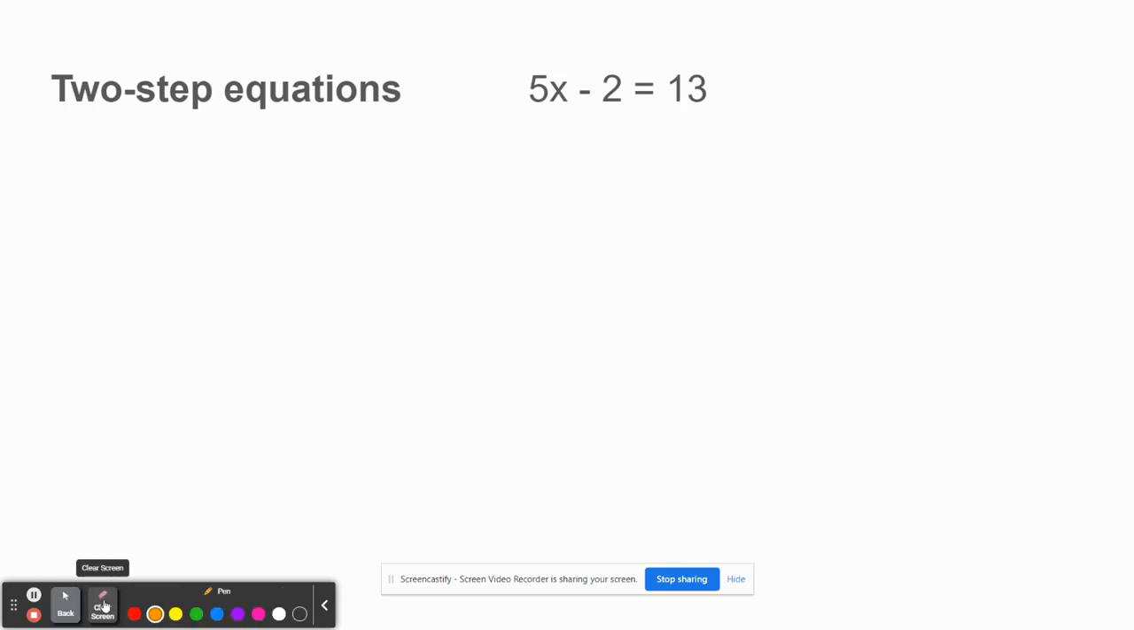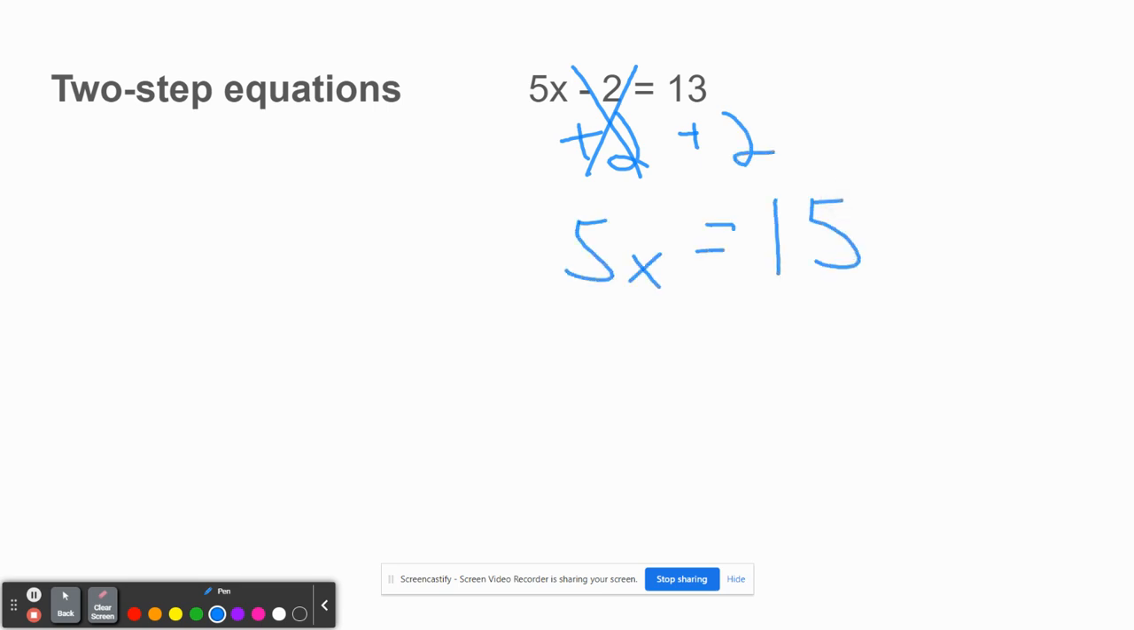A two-step equation is called that because we can't quite do it in just one step. We have a multiplication problem here, 5 times x, but we also have a subtraction problem. We want to make sure to isolate the variable first. We want to move anything that's not 5 times x to the other side of the equal sign. In this situation, that's going to be minus 2. I want to do the opposite action to cancel it out on the left side, add 2 to the right, leaving us with 5x equals 13 plus 2, which is 15.